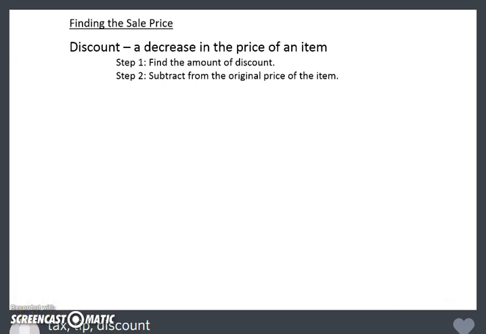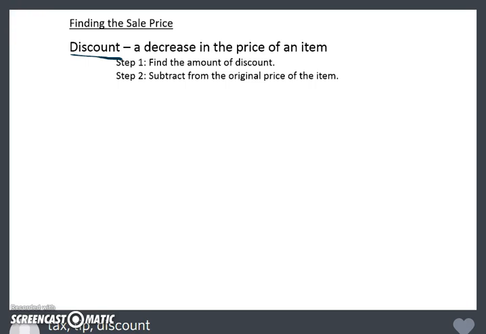Today we're going to be talking about various percent problems, such as discount, tax, tip, markup, those kind of things. We're going to start with discount. And discount is a decrease in the price of an item. It's when a store says you can pay less money for something.